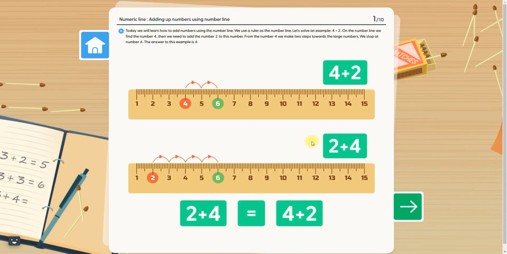Today, we will learn how to add numbers using the number line. We use a ruler as the number line. Let's solve an example, 4 plus 2. On the number line we find the number 4, then we need to add the number 2 to this number.